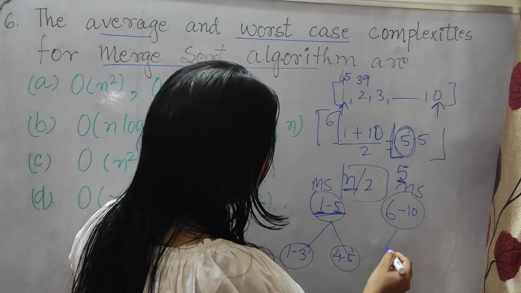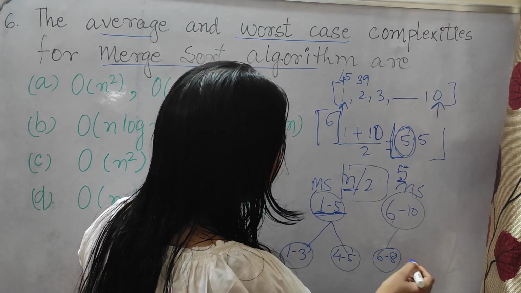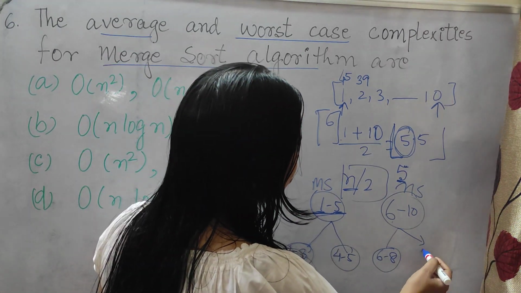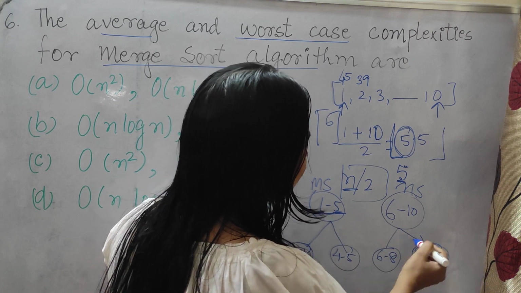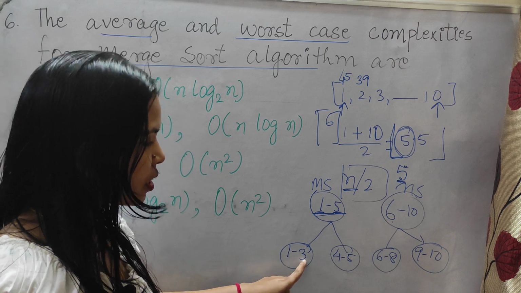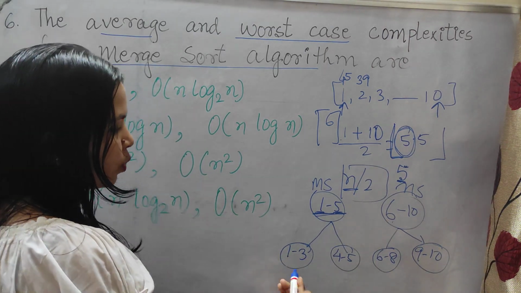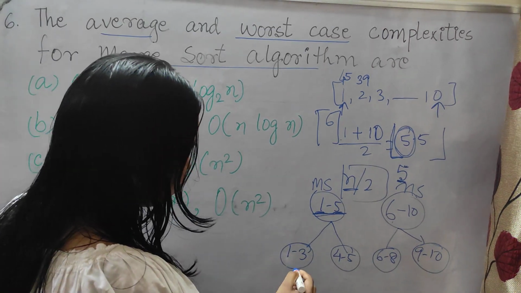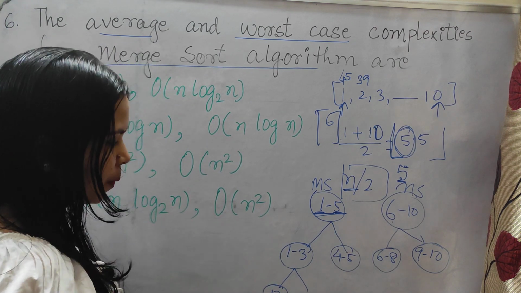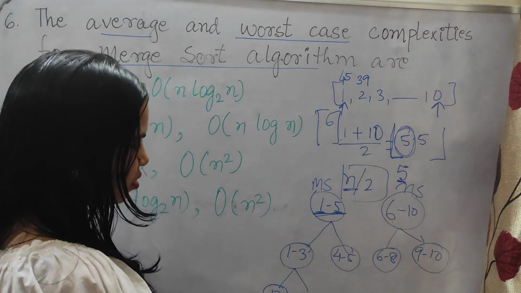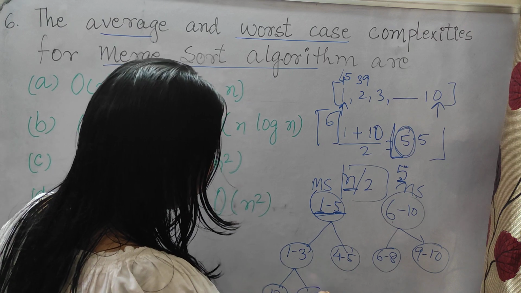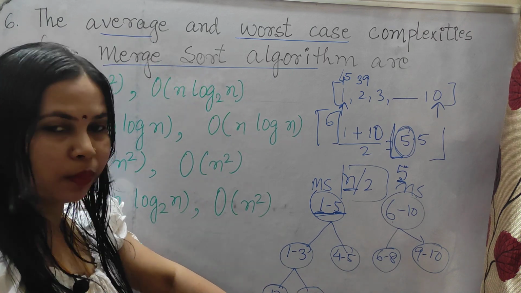8 means 6 to 8 will come in the left part, and in the right part will come mid plus 1, that means 8 plus 1, 9, so 9 to 10 will come. Again for 1 to 3: first element plus last element, 1 plus 3 is 4, 4 divided by 2 is 2. So 1 to 2 will come in the left part, and mid plus 1, that is 3, to the last element, which is 3. So 3 to 3 will come here, and this will stop.